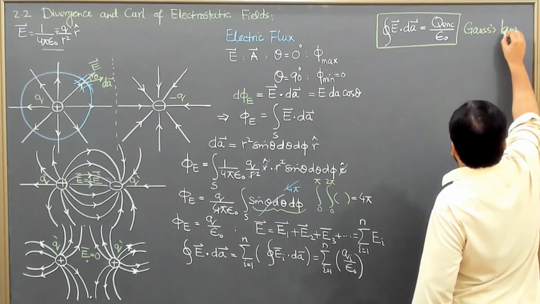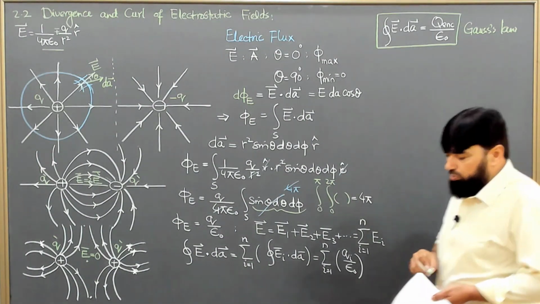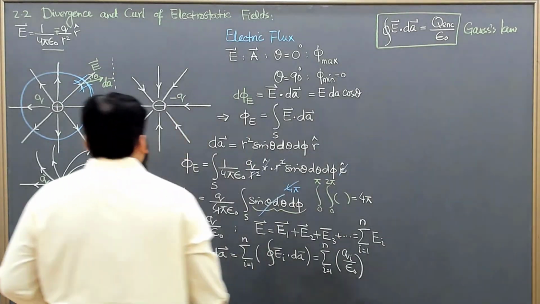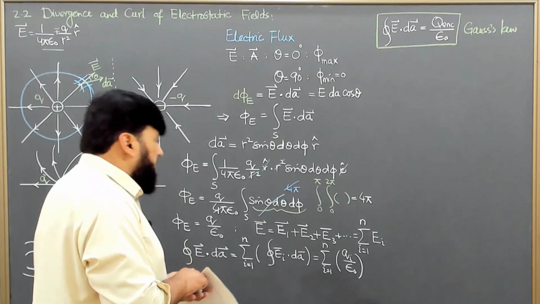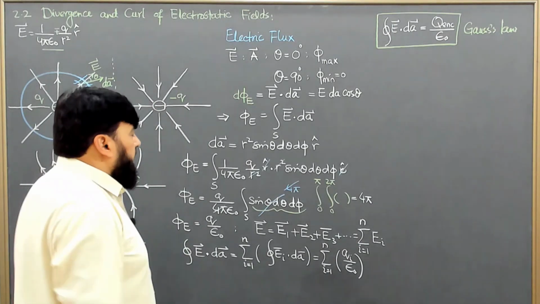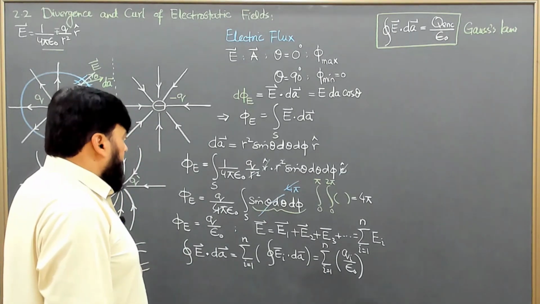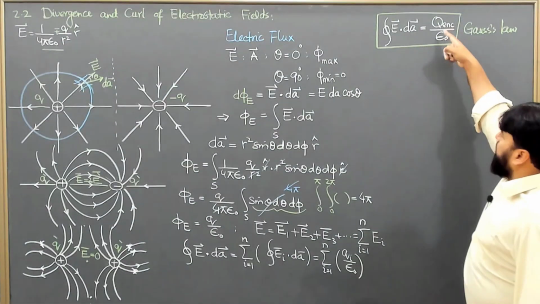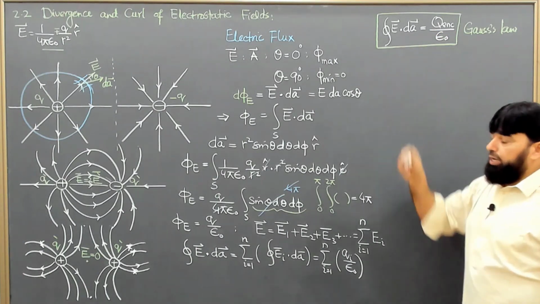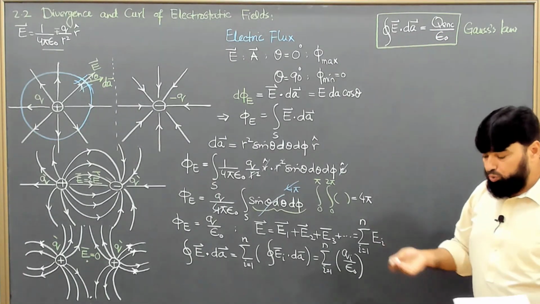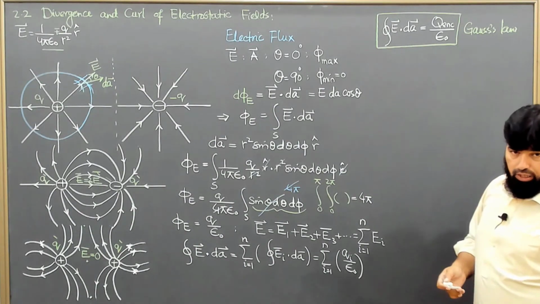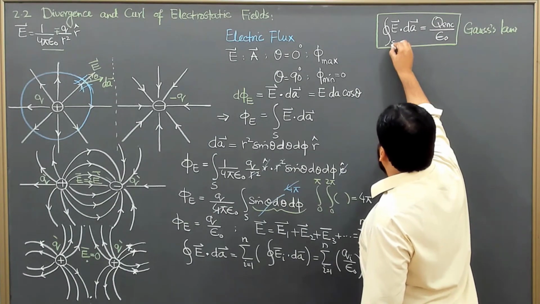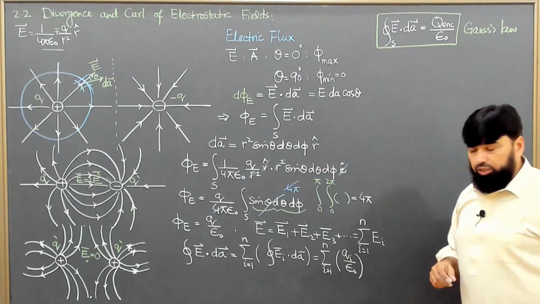Now Gauss's law is not Coulomb's law, but if we add the superposition principle to Coulomb's law, then we will have Gauss's law. Now what this law is telling us is that the flux does not depend on whatever surface you are considering, but it should be a closed surface. It should be a closed surface, then it is fine.